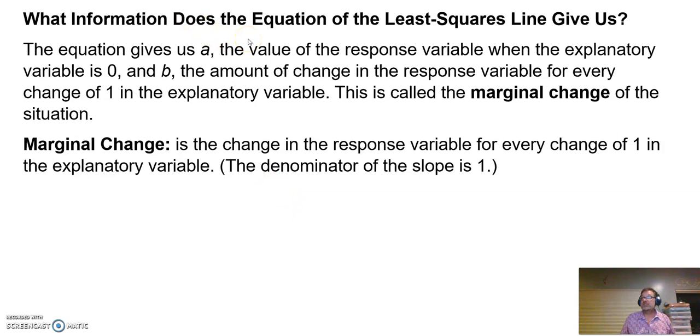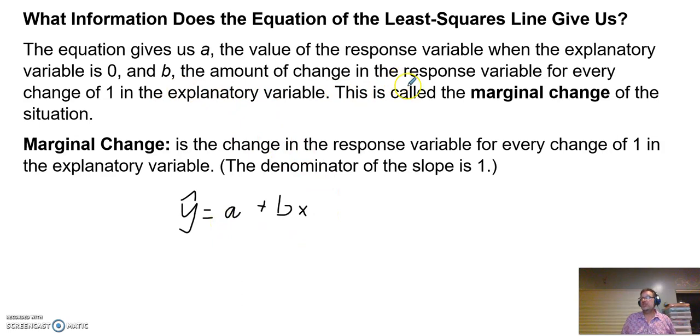So, what does this equation tell us? Y hat equals a plus bx. Let me write that down real quick. Y hat equals a plus bx. We already said that a is my intercept. What this means is when my response y value is 0, what is the x value? What is my explanatory value? When there are no response variables, how many explanatory variables do I have?